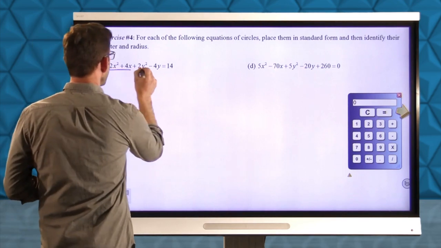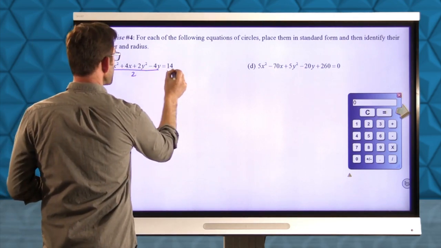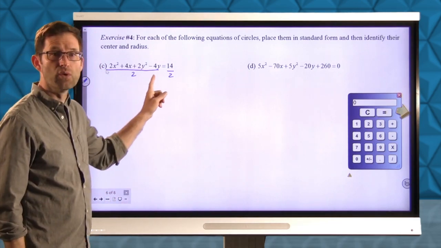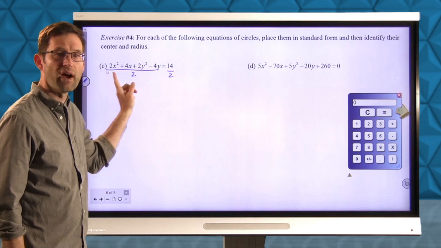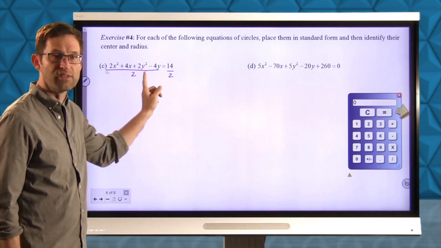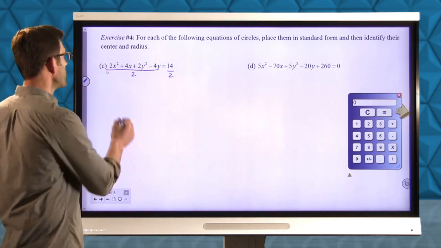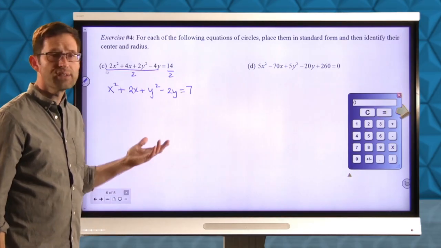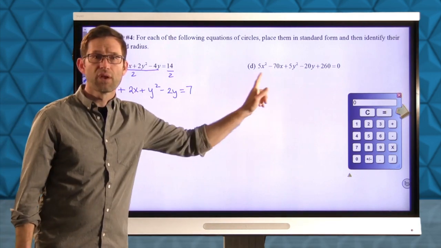Keep in mind, though, that you can't pick and choose. Division, like multiplication, distributes. So if I divide this side by 2, I have to divide that side by 2, and I have to divide every single term on this side by 2. Now that's easy enough. 2x squared divided by 2 is x squared. 4x divided by 2 is 2x. 2y squared divided by 2 is y squared. Minus 4y divided by 2 is negative 2y. And 14 divided by 2 is 7. Right? That's all we have to do, and we're going to have to do the same thing over here with 5.